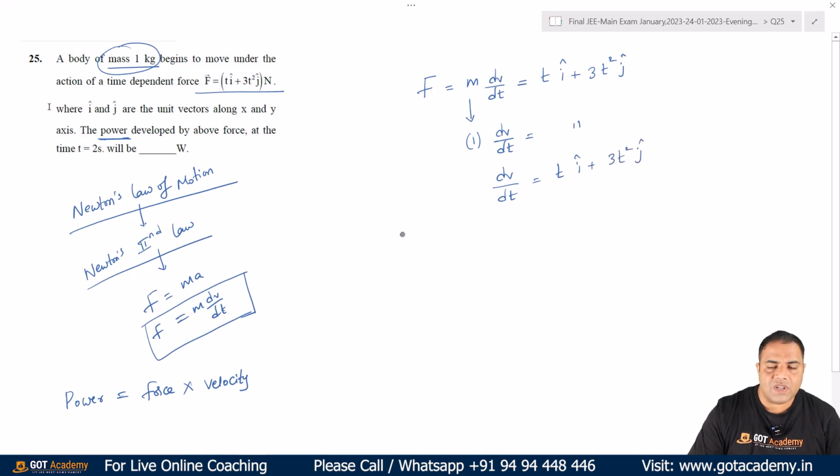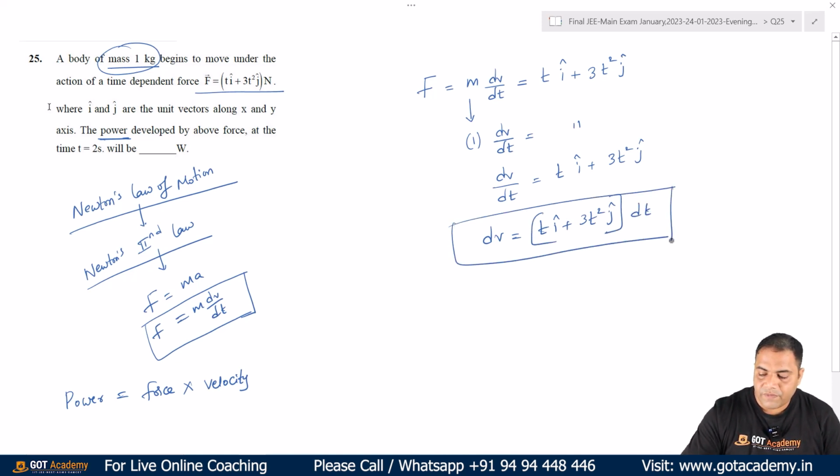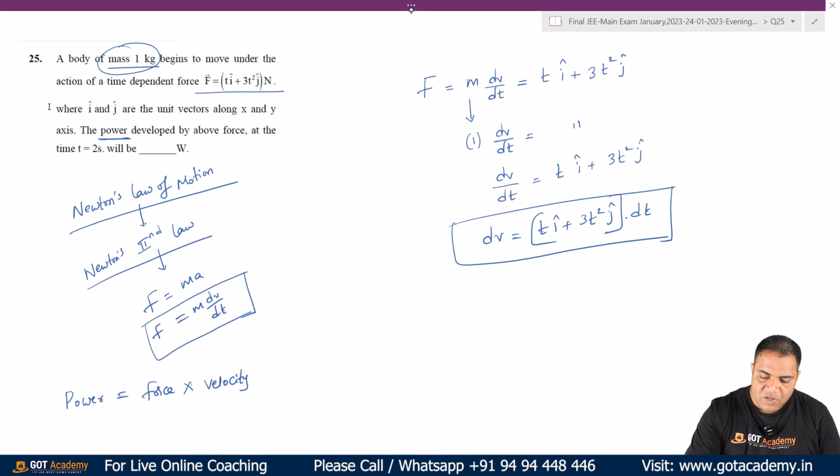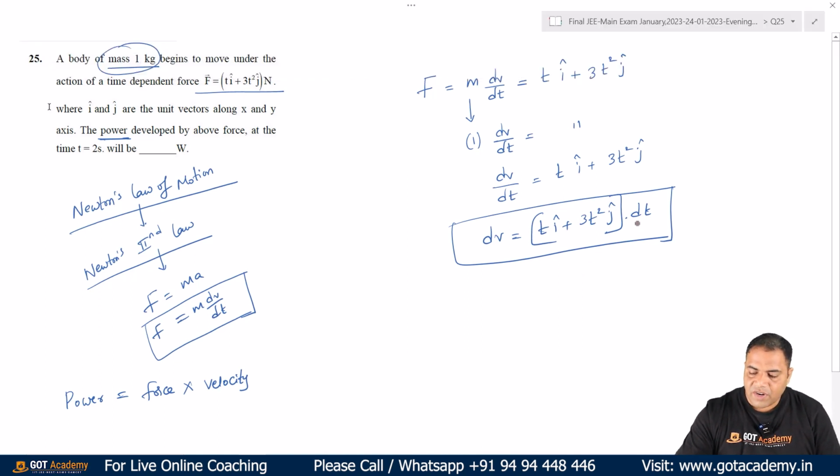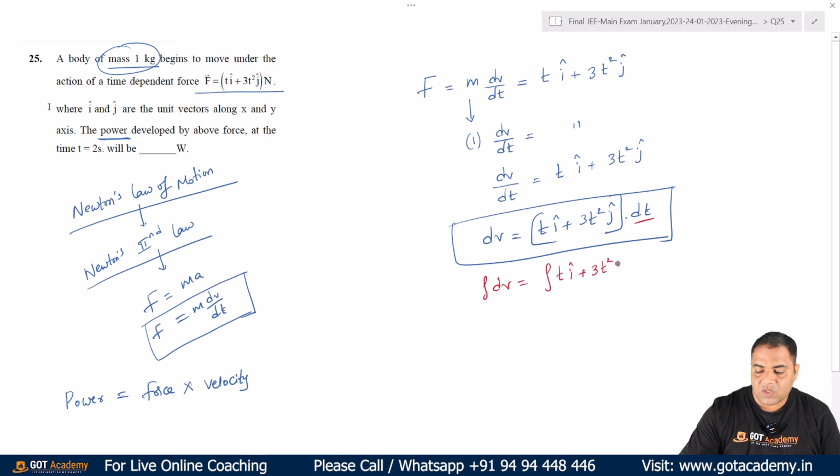Why don't you move this dt to the other side? So dv is equal to t along x-axis plus 3t square along j-axis, into dt. So dt is moved to the other side. Have a close look at this equation. What you would observe is that now we can perform integration, with respect to small t, with respect to dt. That is, integral of dv is equal to integral of t along x plus 3t square along j, which was multiplied by dt.